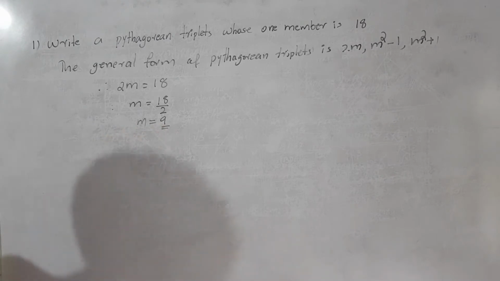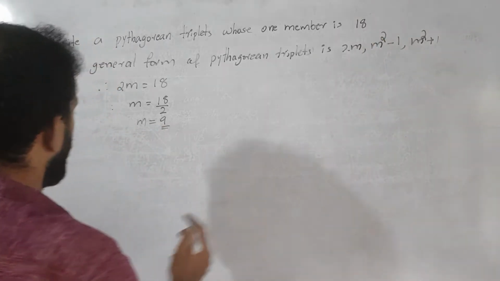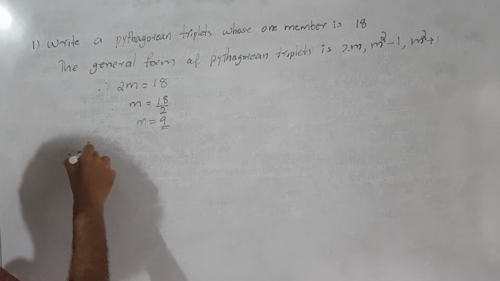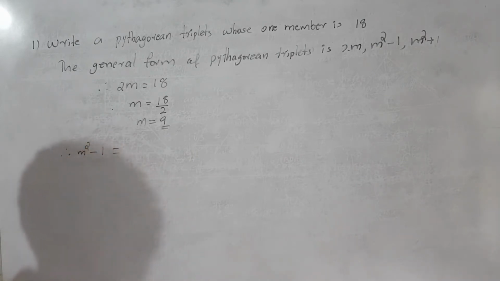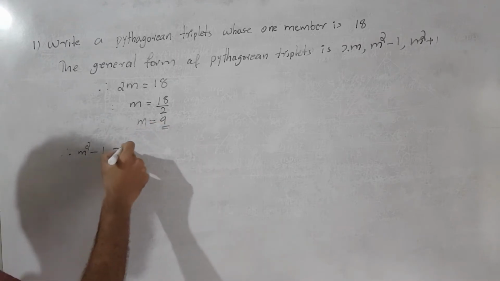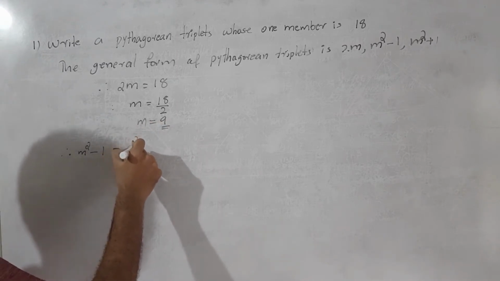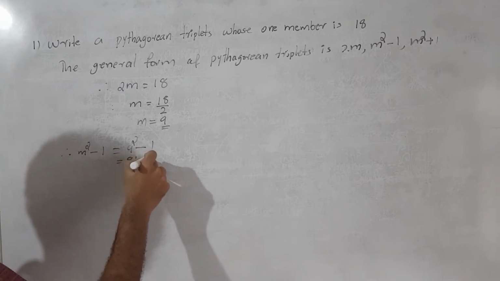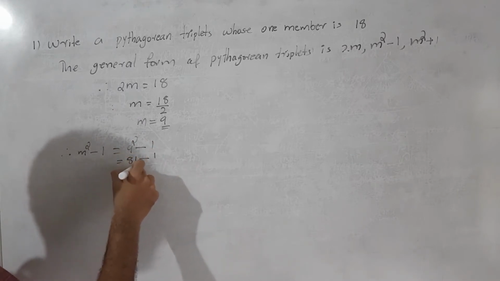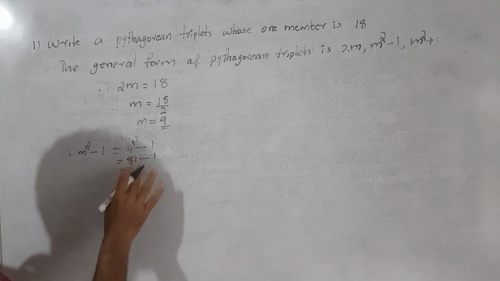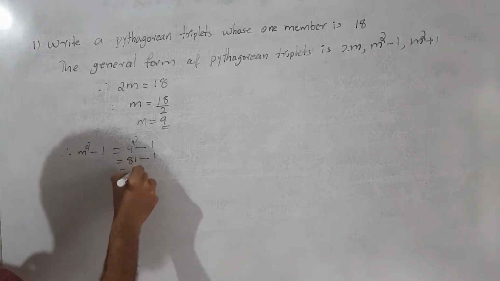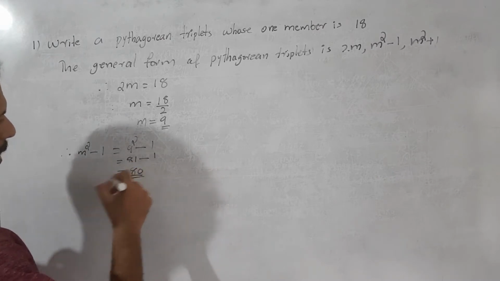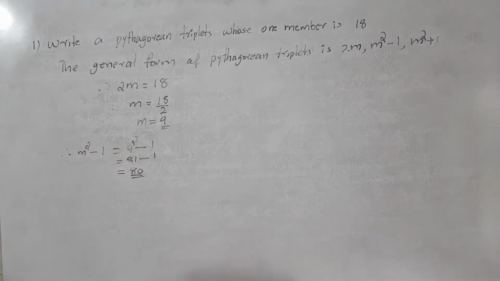Okay, then now the m value is 9. Then it's possible to find m square minus 1, correct? Therefore m square minus 1 is equal to, m is 9, 9 square minus 1, 9 square is 81, 81 minus 1 is equal to 80. So the value of m square minus 1 is equal to 80, correct?